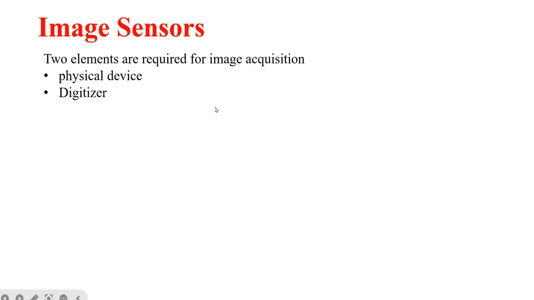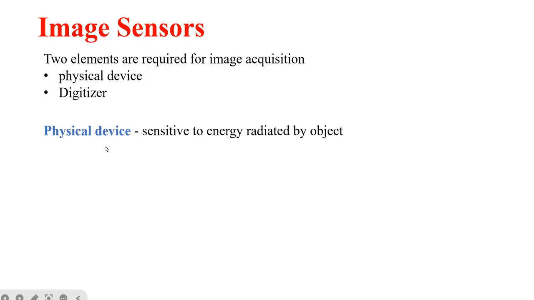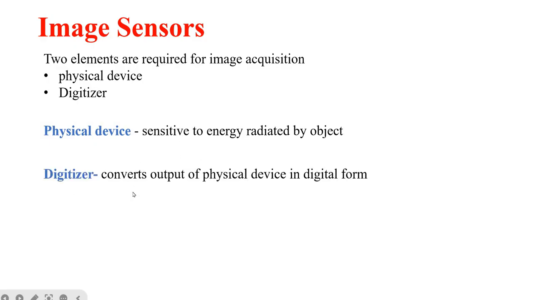Coming to the image sensors, here there are two elements which are required in order to acquire the image. First is the physical device and second is the digitizer. The physical device is sensitive to the energy radiated by the object we wish to image, and the digitizer is a device for converting the output of the physical sensing device into the digital form. So whatever the output of the physical device, if it is not in digital form, it will be converted to the digital form by using the digitizer.